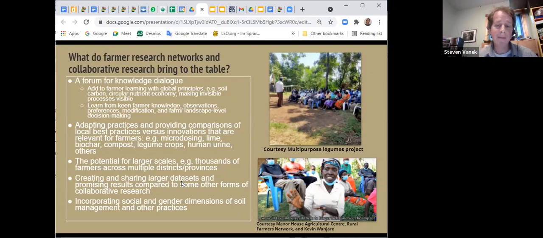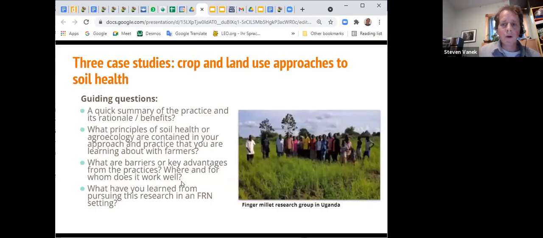Larger scale, and maybe that's a question we'll get into, how functional has this been for doing large scales, maybe creating these large data sets that can help to address the need for evidence, as well as social and gender dimensions. So just quickly, these were the guiding questions that I gave the speakers. They may address other ones, they may not address all of these, but it's just kind of a sense of we had a common basis for looking at the different presentations.